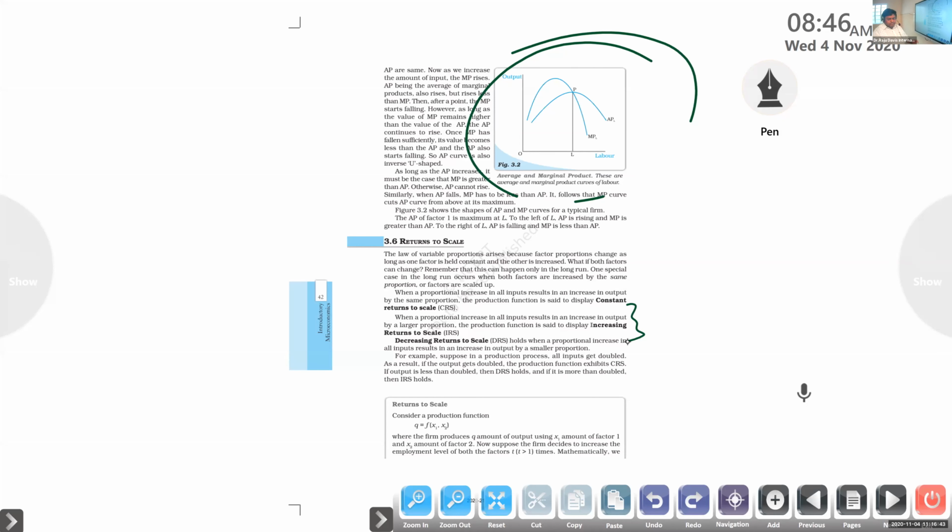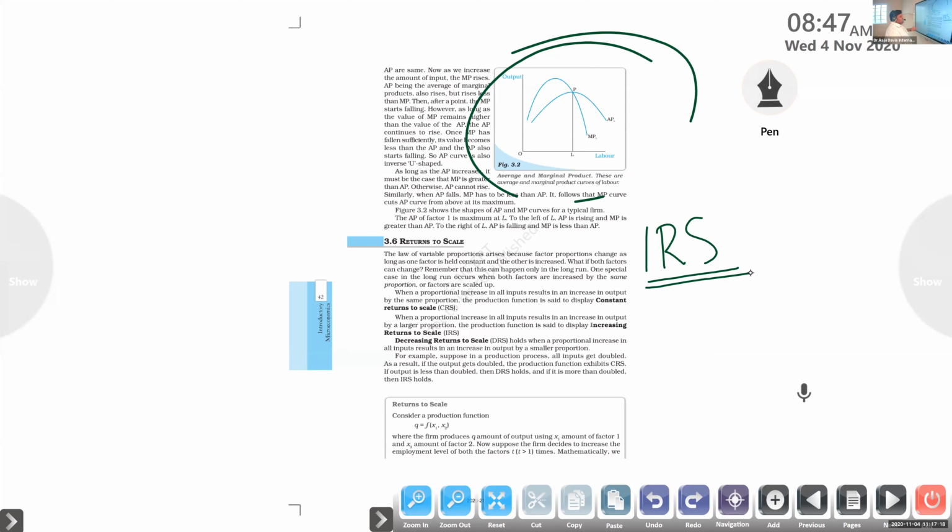Okay. We are increasing both the factors of production, both inputs, at the same proportion. Clear or not? After the production we got a result, or output. What type of output is that? It is more than double, or more than the proportion of the input that we used. At that time we can say that it is increasing returns to scale, called IRS.